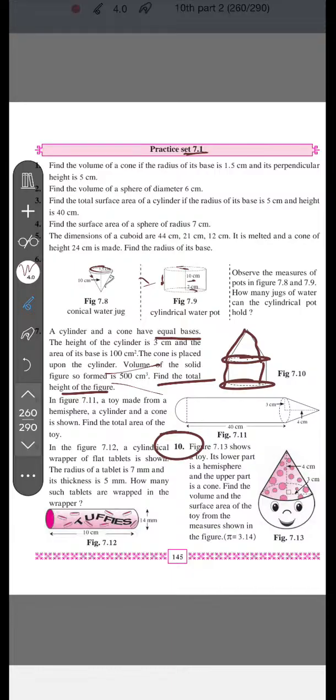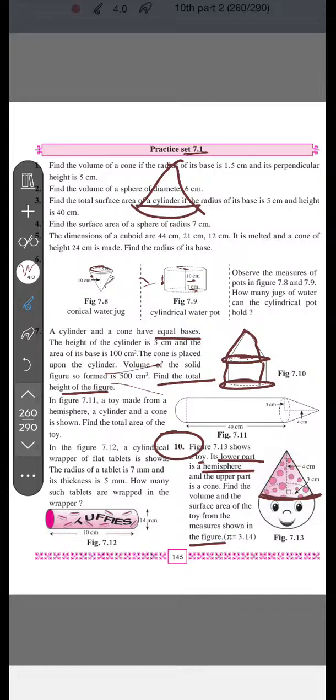What it said in the given figure, it is a drop. This shape you can observe. This is what? A shape of a drop. So the figure shows a toy, its lower part is a hemisphere. This is what? Hemisphere. Like this shape, and this is a toy. So hemisphere and the upper part is a cone. Find the volume and the surface area of the toy from the measures shown in the figure.